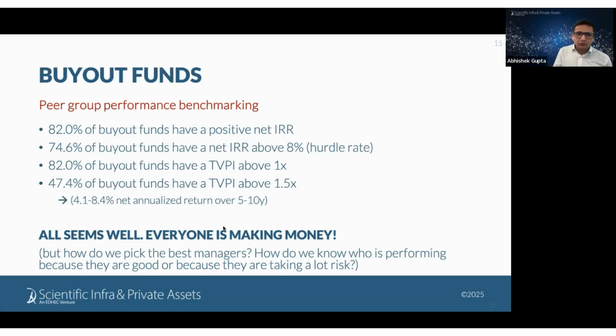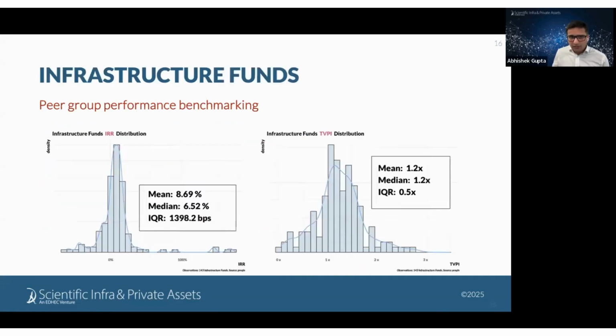But the problem is, using this, it's difficult to tell who is performing because they are really good at generating alpha, or delivering that performance by picking good investments, or by timing of the cash flows, or purely by luck. It could be anything. Or they are generating that performance because they are taking a lot more market risk. And that's the part that gets hidden behind these numbers.